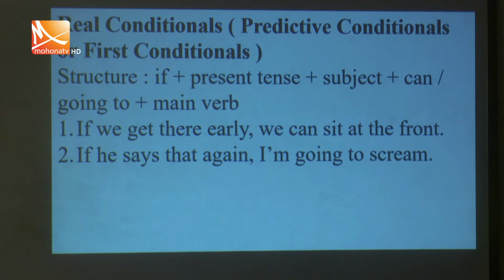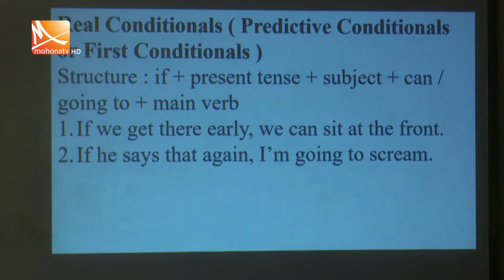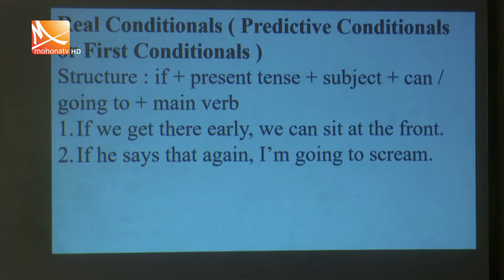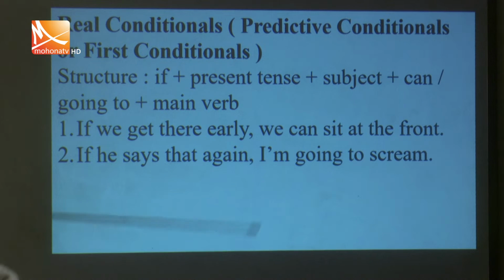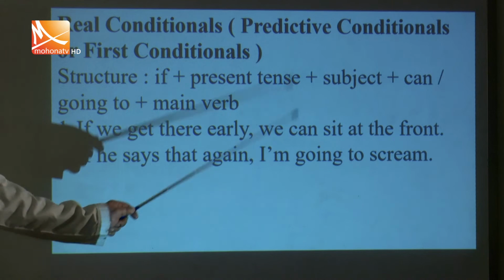We have learned this structure in our previous slide. Here we are giving another one. It is also possible in conditionals. So if he says that again, I am going to scream. That means it will happen, definitely it will happen. We can also say I will scream, that is also possible, but here the possibility is more if we use the alternative, going to.